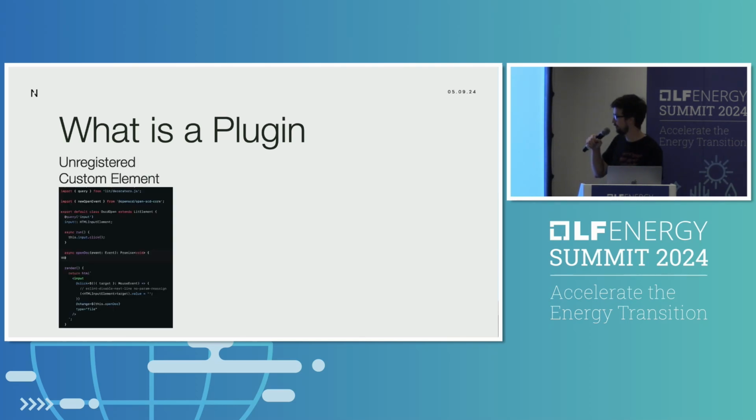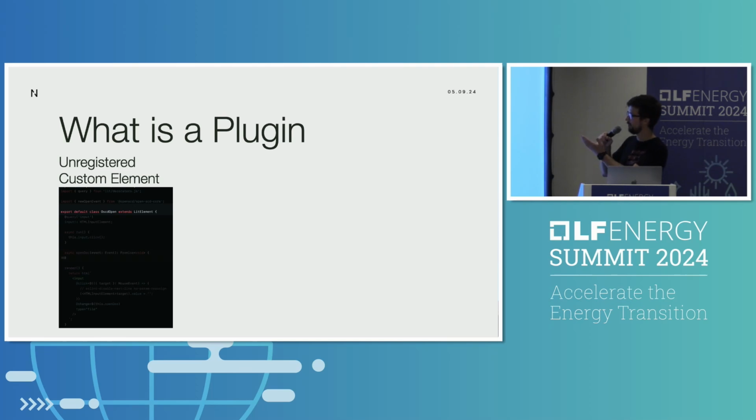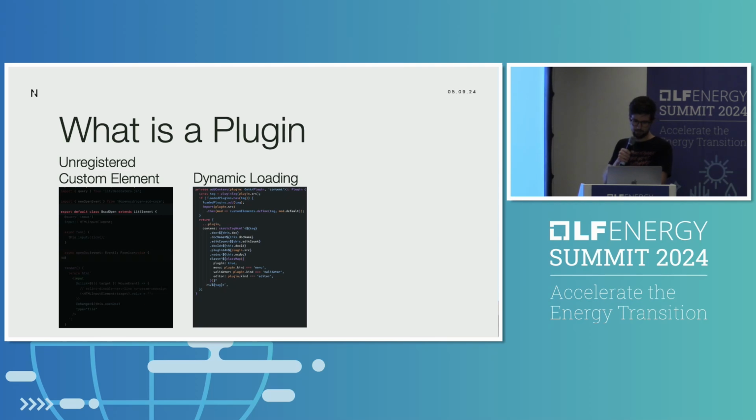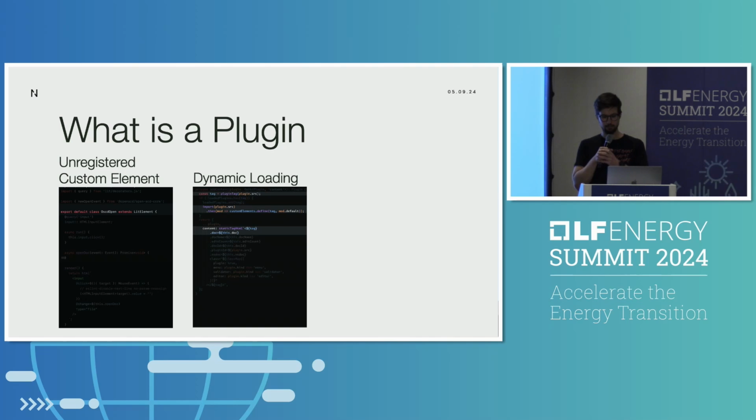Yeah, just examples. What I meant with an unregistered custom element, if anybody knows what I'm showing here, then it's fine. If not, you don't really have to know too much about this. This is the requirement we have: it has to be unregistered. It's basically missing something here, something you shouldn't do. And then this is where we load the plugins. We load them dynamically at runtime, and then we create a custom tag for it.